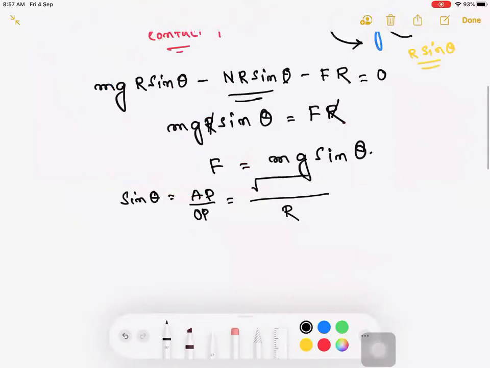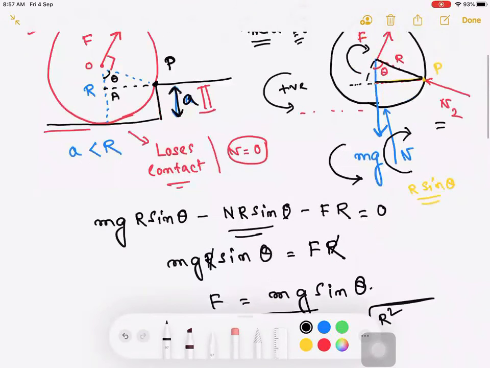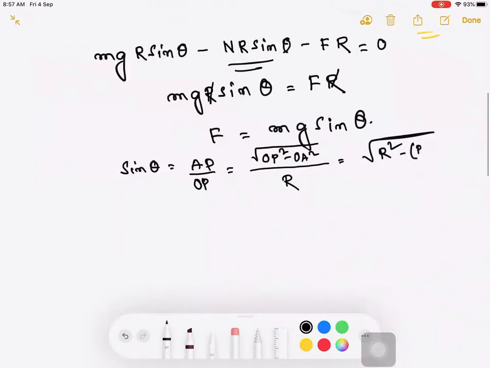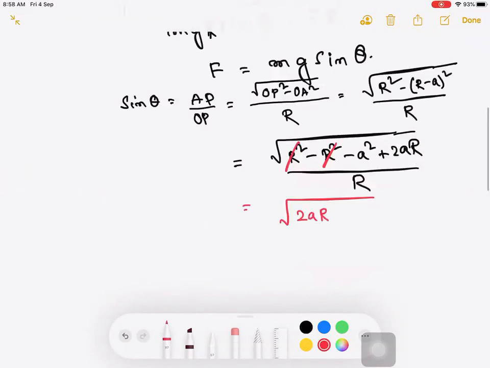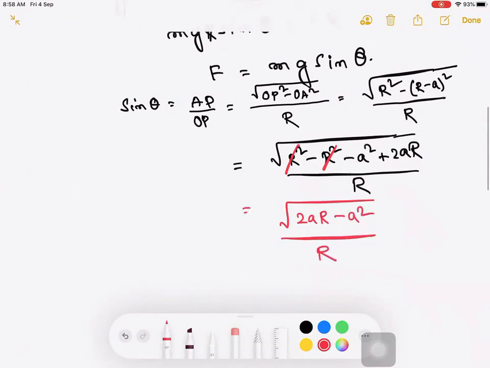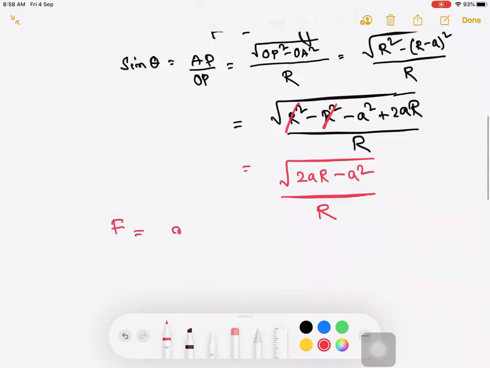Let me write it over here. Root over of OP square minus OA square. Now again, OP is R square. What is OA? OA would be R minus this length, which is A. So this means this is equal to root over of R square minus R minus A whole square, divided by R. Complete the mathematics. This would be equal to R square minus R square plus twice AR minus A square, divided by R. These two cancel out and you are left with root over of twice AR minus A square divided by R. Put it over there and you get force is equal to mg times root over of 2AR minus A square divided by R. So this problem is done.